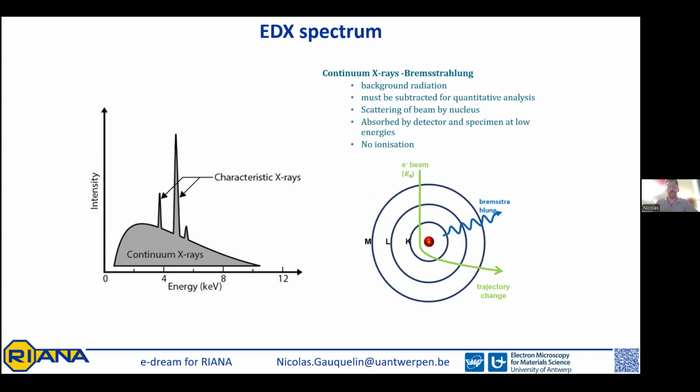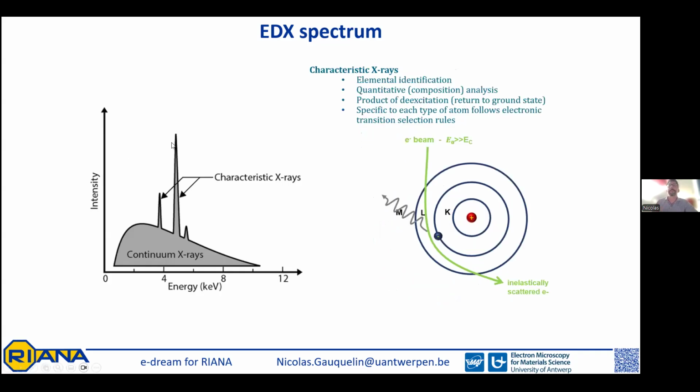And this is not actually due to an ionization of your atom. On the other hand, the characteristic X-rays can be used for elemental identification and are more quantitative, and are a product of de-excitation. So basically, you excite an electron from its ground state to an excited state, and from that excitation and the return to the ground state, you produce some X-rays that are specific for each type of atom and follow electronic transition rules.